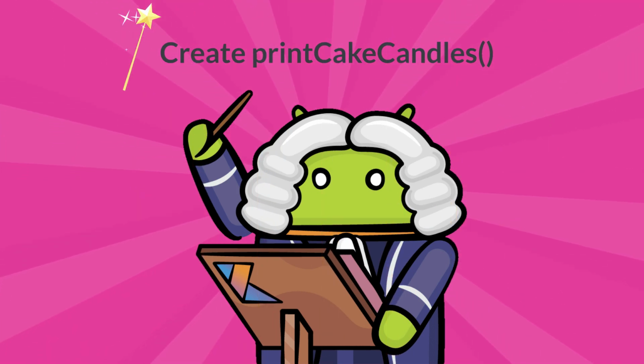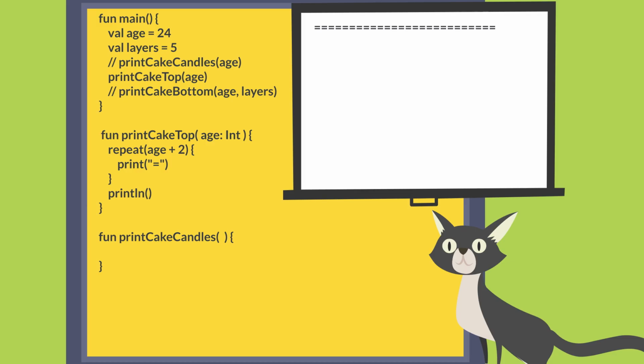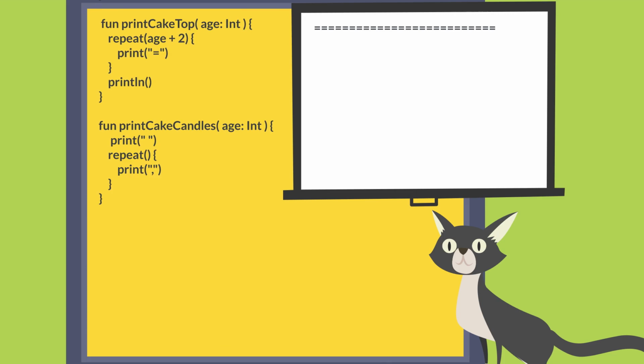Create printCakeCandles function. 1. Below the main function in printCakeTop function, create a new function, printCakeCandles. It accepts an integer type parameter, age. 2. Inside, use the repeat statement to print a comma for the flame. 3. Repeat this age times. 4. Add a print statement to print a space for inserting candles.